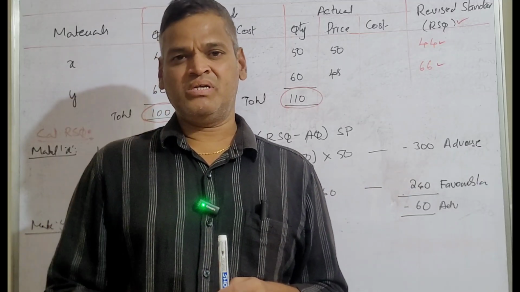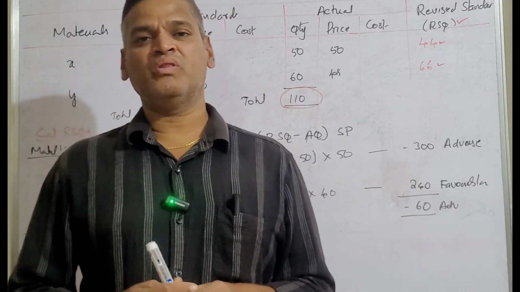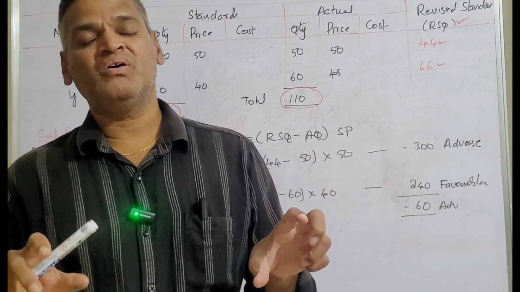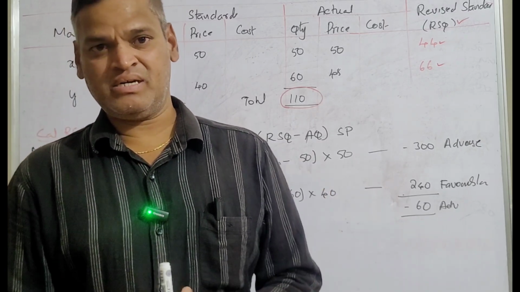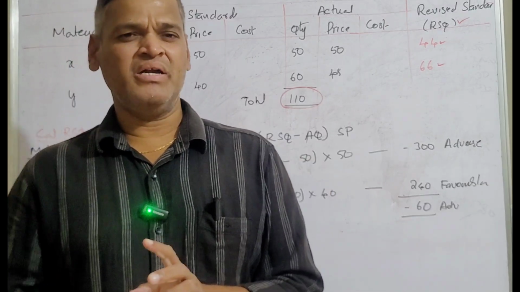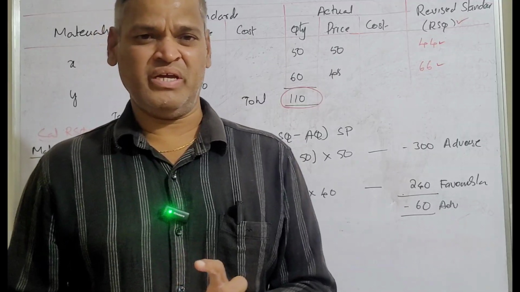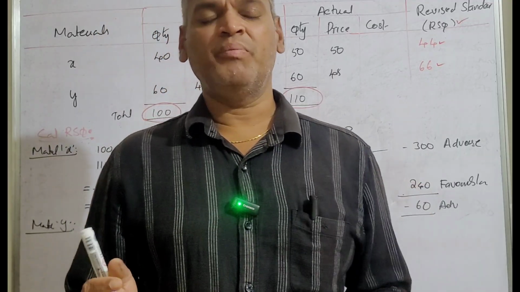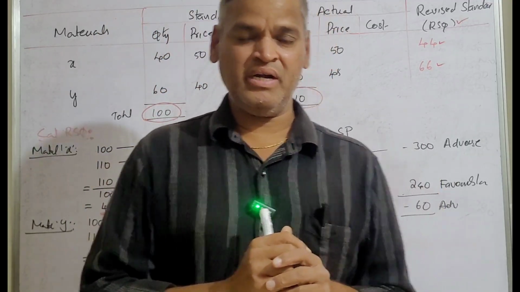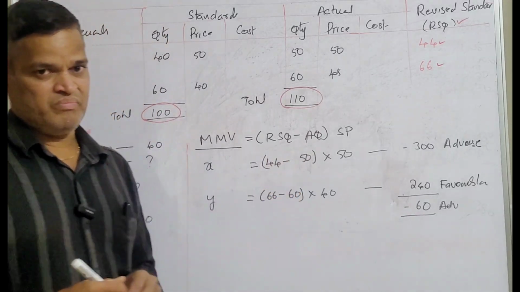Take food: the taste of the food depends upon the mixing proportion of inputs or ingredients. Like that, there are many chemical industries and many other industries where the quality of the output depends upon the mixing proportion. So let's see one problem.